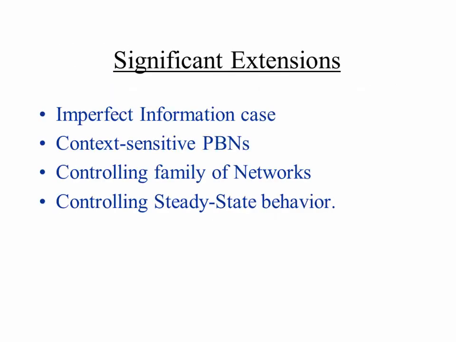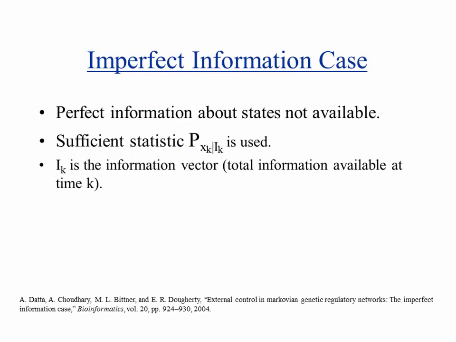So now this is like a math result, so there are a lot of extensions that can be attempted based on stuff that is already available in the control literature. So we carried out a number of extensions. Some of them are significant and some of them are biologically motivated. The most obvious extension is extending it to the imperfect information case.